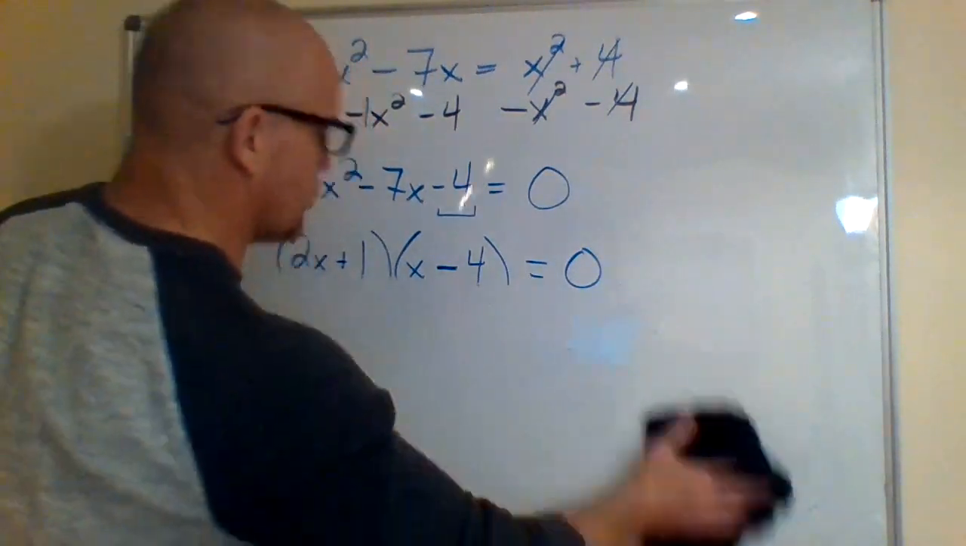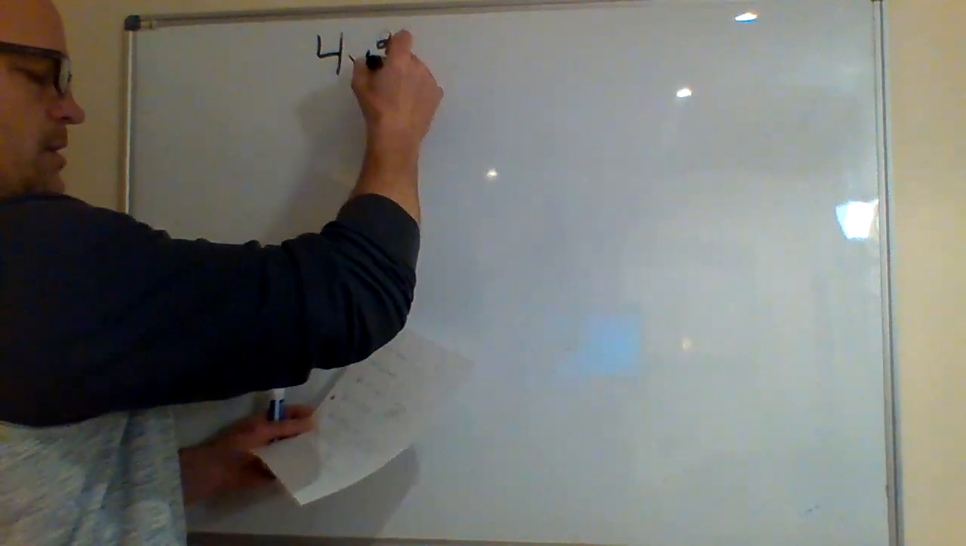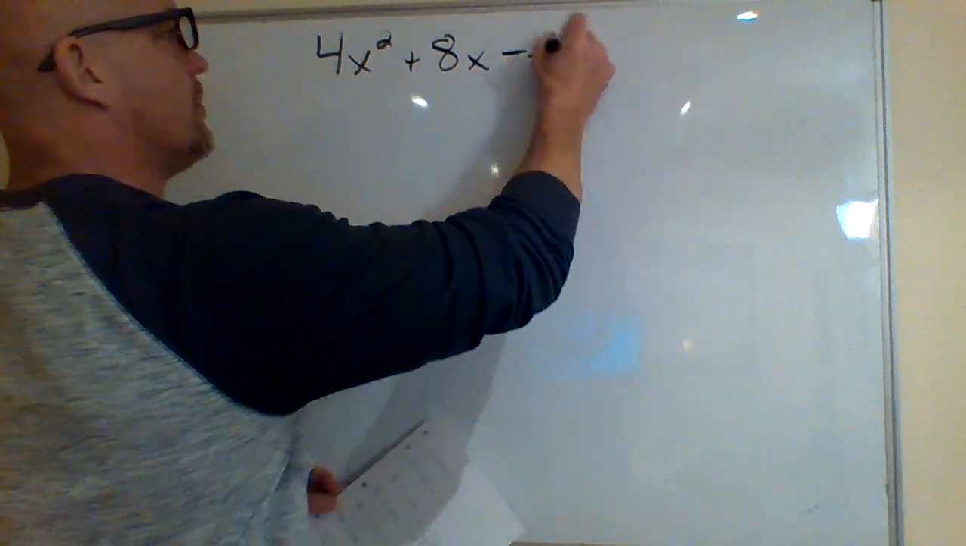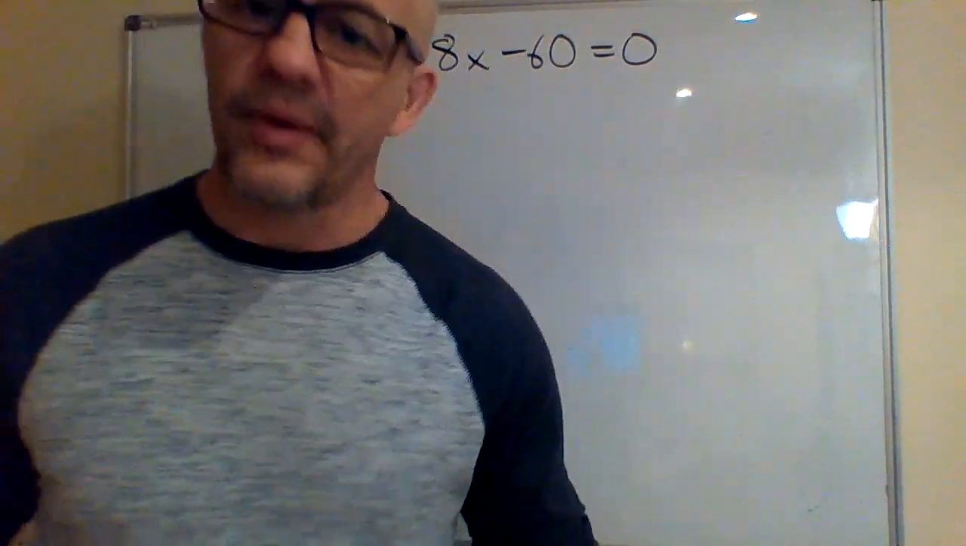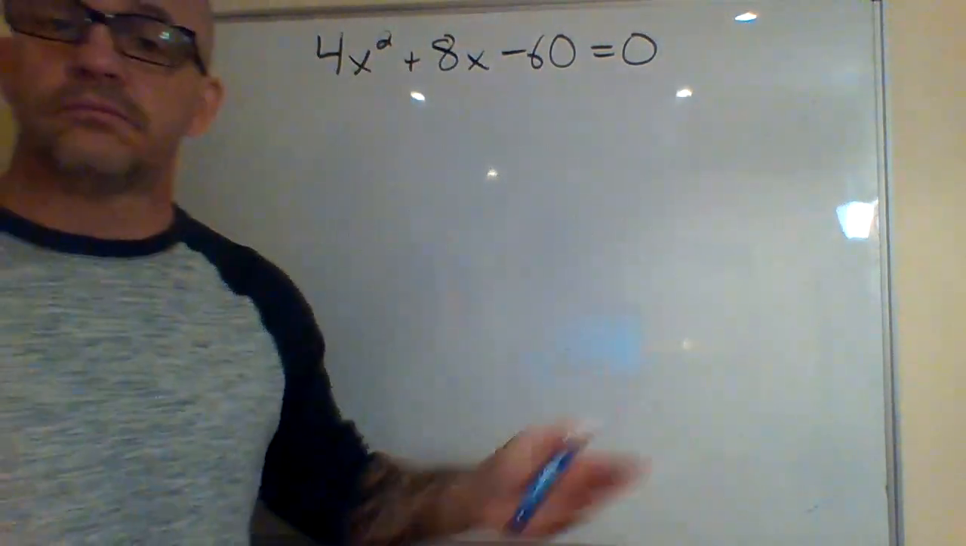Now, the next one we're going to do, we're going to actually do 2 different ways. And this will answer some questions we talked about a while back now. So we're going to take 4x squared plus 8x minus 60 equals 0. Now, don't be worried about the two ways. You pick the way that makes the best sense to you and use it.